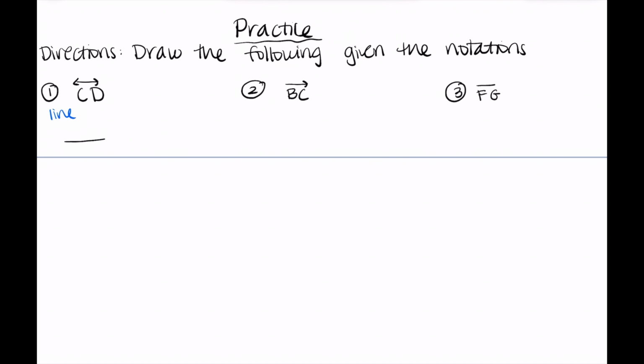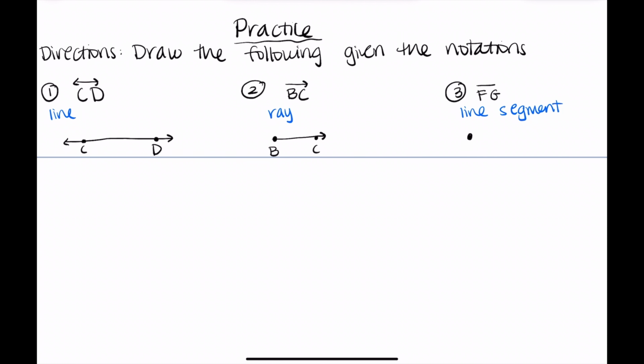So number 1 we know is a line. Now that we know it's a line, we can draw it out. It would have 2 arrows and then we would have points labeled CD. Number 2 is a ray. We would have an endpoint labeled B and then C, and it would have an arrow on one side. And number 3 would be a line segment. We would have a beginning point and an end point. The beginning point would be F and the end point being G.